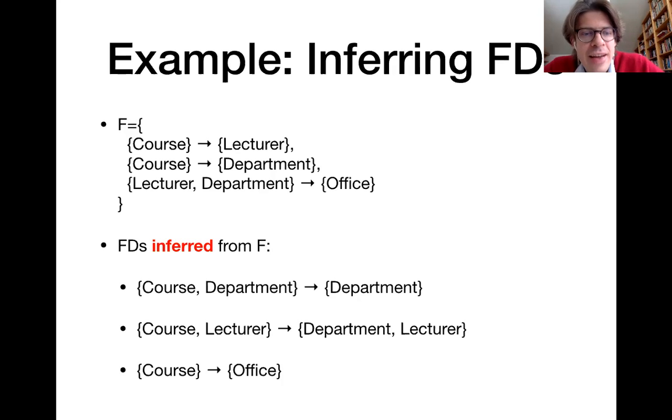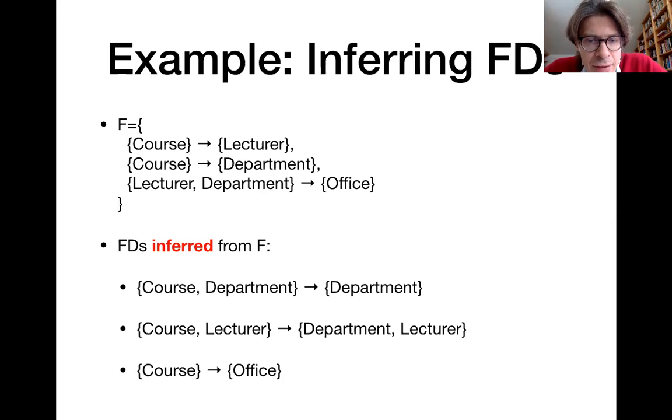Now, first of all, let's make a little example where we infer more functional dependencies from an initial set of functional dependencies. So here we have a set of 3 functional dependencies given. This is a set F. We know that the course implies the lecturer. The course implies the department, and the lecturer together with the department implies the office. Maybe the lecturer alone isn't yet sufficient because people could have the same name in different departments, but a lecturer and department should imply the office.